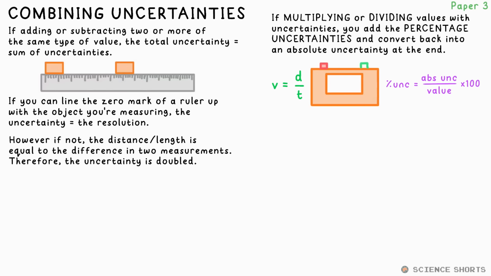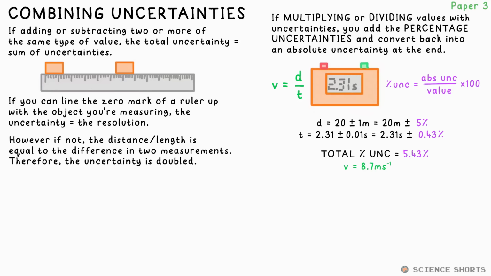But what if you're multiplying or dividing values that have uncertainties instead? In this case, you convert the absolute uncertainties into percentage uncertainties, and then you add them all up regardless of whether it's being multiplied or divided. So let's say we have these measurements, which we put into an equation to calculate an answer. Here are the uncertainties in percentage form as well, and I've added them up to give the total percentage uncertainty.